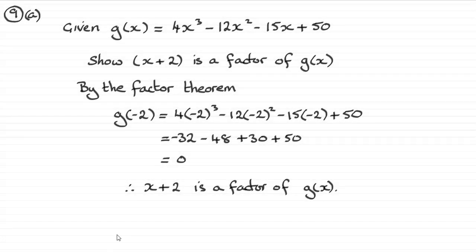So for this question then, we're given g of x equals this equation here and asked to show then that x plus 2 is a factor of g of x. And to do this, you've got to do the factor theorem. You've got to be aware that if we substitute x equals minus 2, not 2, we make this bracket equal to 0, so x would be equal to minus 2, substitute it into here and hope that it comes out to 0. If it does, then that would prove that x plus 2 is a factor of g of x.